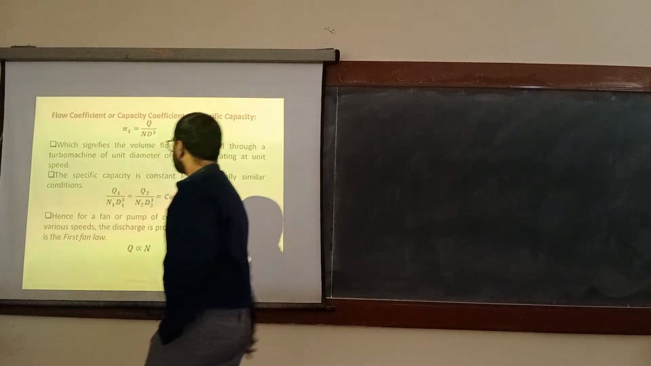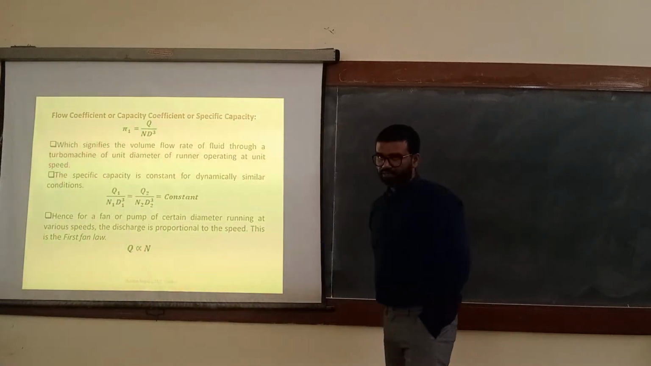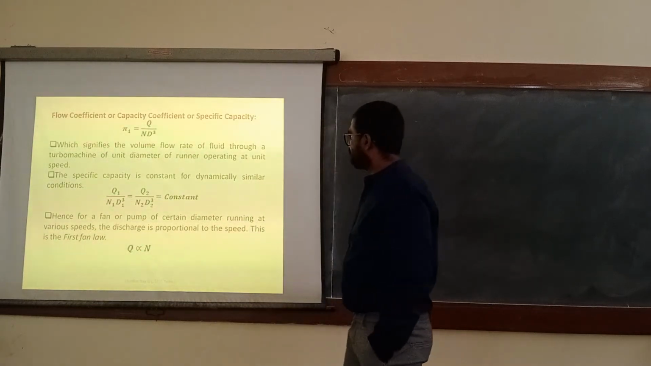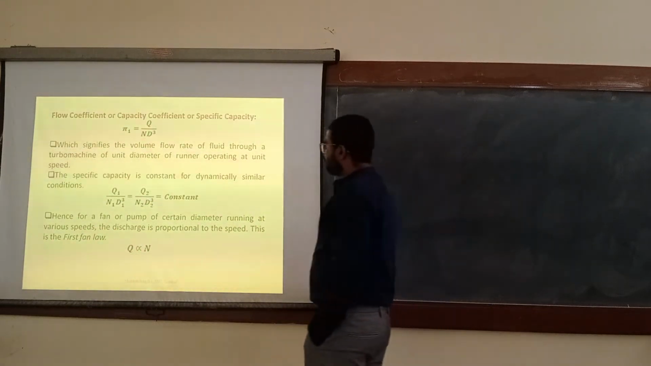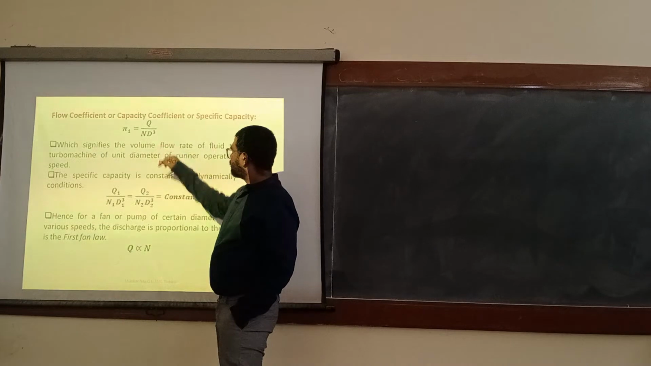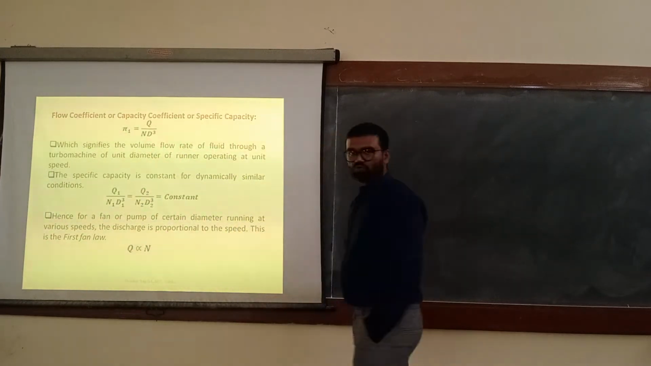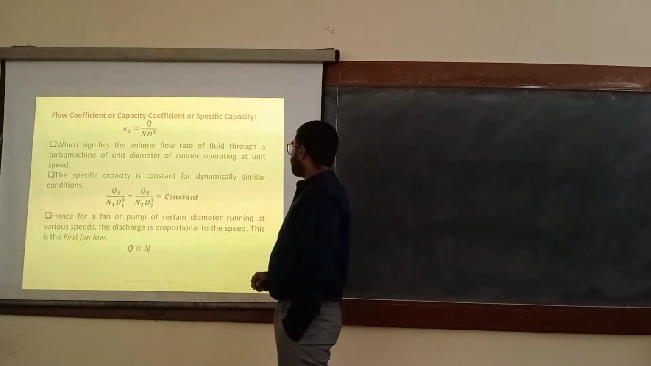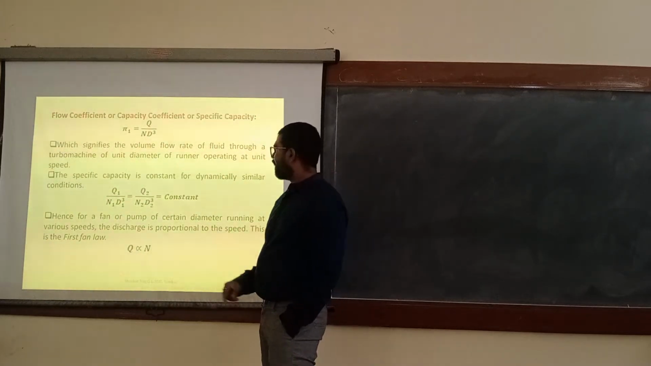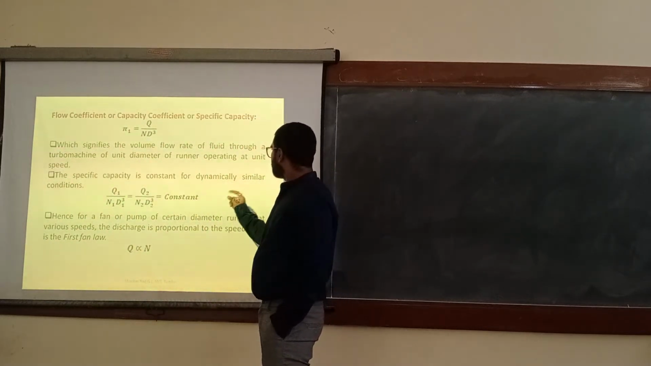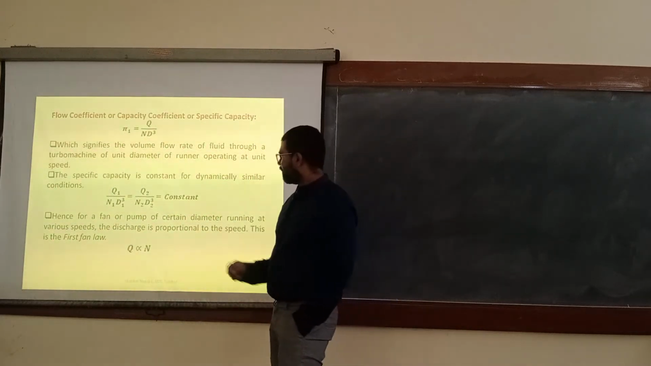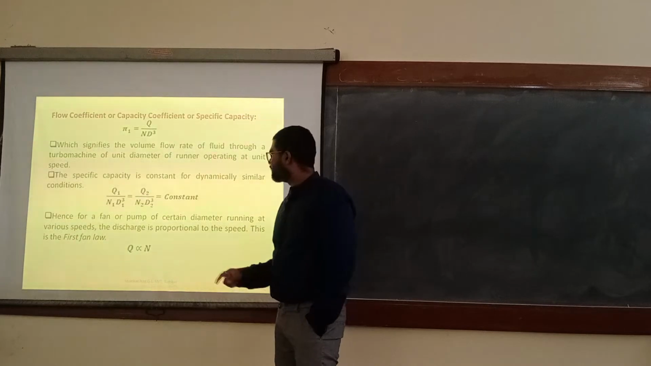So the first one is the flow coefficient, which is also known as capacity coefficient or specific capacity, identified as pi1 equal to Q divided by ND cubed. It signifies the volume flow rate of fluid through a turbomachine of unit runner diameter operating at unit speed. It is constant for dynamically similar conditions.